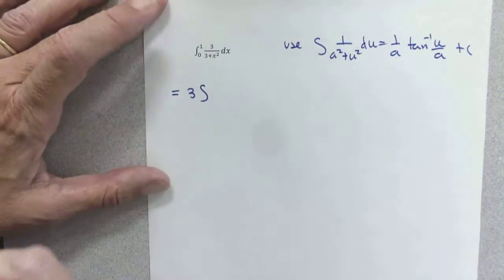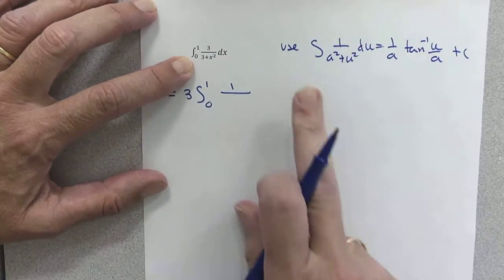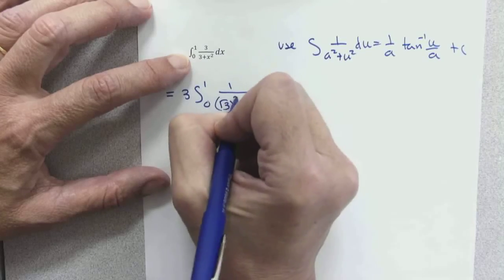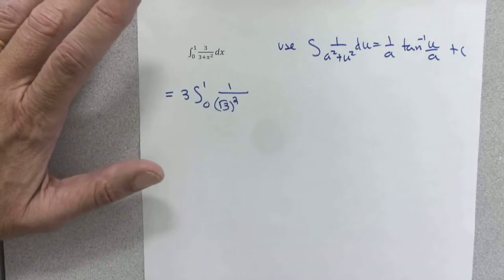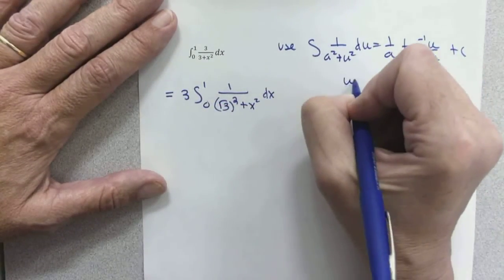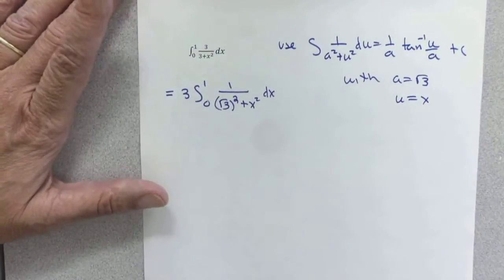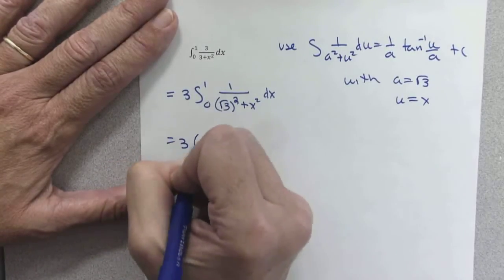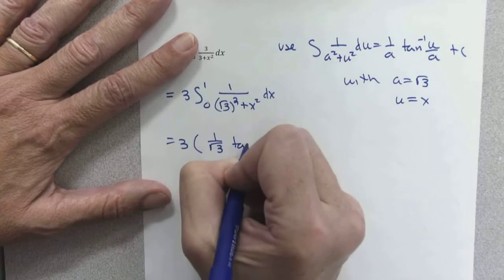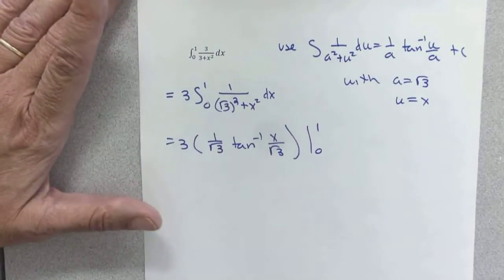So bringing that 3 out, that's going to be the integral from 0 to 1 of 1 over. Now I got a 3 here. To make it into the form a squared, I could call that the square root of 3 squared. So now I have that a squared plus x squared dx. And so this is with a equals square root of 3 and u equal x. And so that 3 can just stay out in front. And so this is going to be 1 over the square root of 3 tan inverse x over the square root of 3 evaluated from 0 to 1.